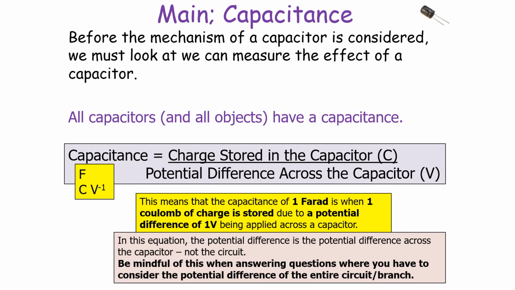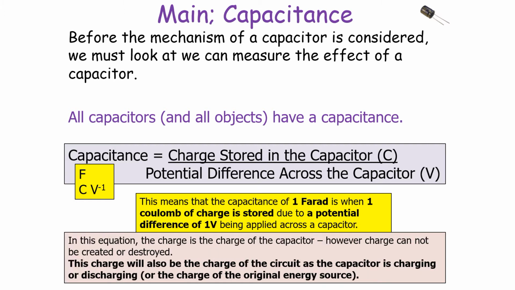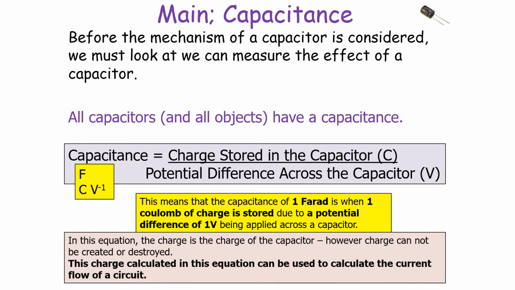Now just remember, in this equation the potential difference is the potential difference across the capacitor, not across the entire circuit. So be mindful of this when answering questions when you've got to consider the potential difference of a branch or of an entire circuit. Now the charge in this equation is the charge of the capacitor. However, charge cannot be created or destroyed, so this charge, as well as being the charge of the capacitor, will also be the charge of the circuit as the capacitor is charging or discharging. Now this charge calculated in this equation can be used to calculate the current flow of a circuit.